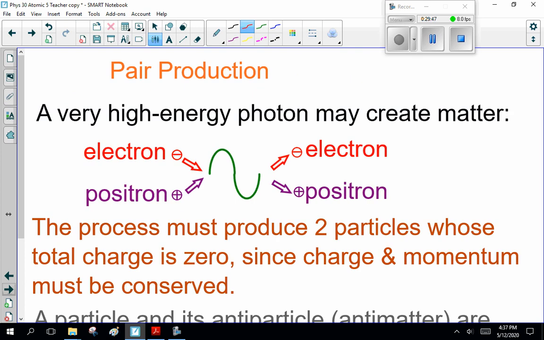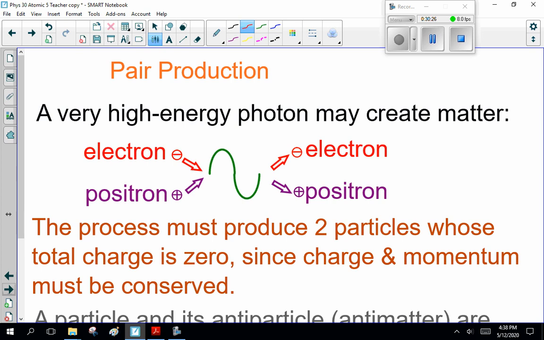Okay. Now, one last thing I want to talk about, pair production. E equals mc squared, matter becomes energy, energy becomes matter. A very high energy photon may create matter. So if you take an electron and a positron, go back to lesson four, where we talked about beta positive and beta negative decay. You get an electron and a positron, they come together, they make a very high energy photon. That photon can split up into an electron and a positron again.